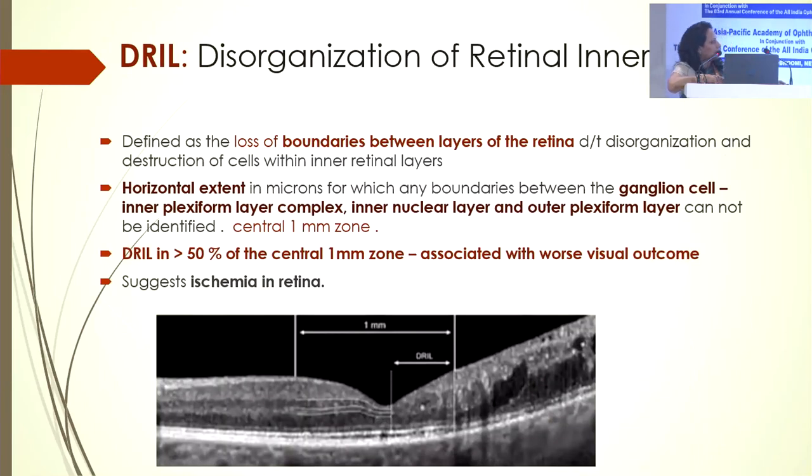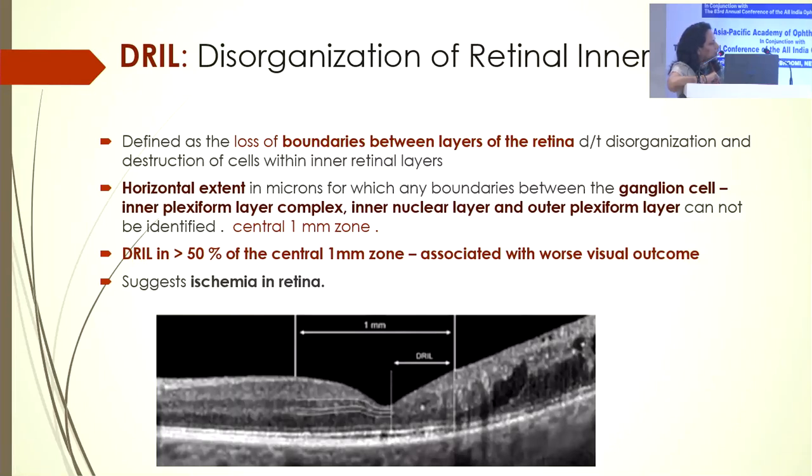So talking about the inner retina, the disorganization of the retinal inner layers, DRIL, is defined as loss of boundaries between the layers of the retina, that is the ganglion cell, inner plexiform, inner nuclear, and the outer plexiform layer. And it is the central 1 millimeter again that is most important here. How do we identify DRIL?